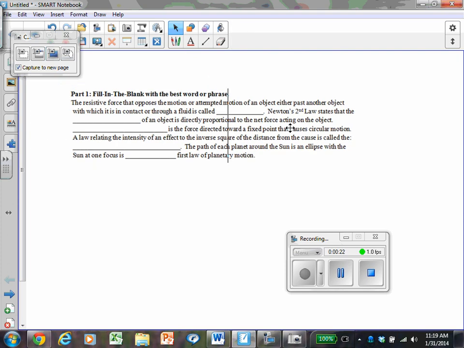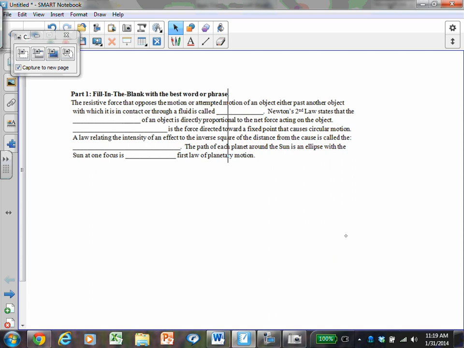The resistive force that opposes motion, that should tell you right off the bat what that is. Opposes motion or attempted motion of an object either past another object with which it is in contact or a fluid is called friction.